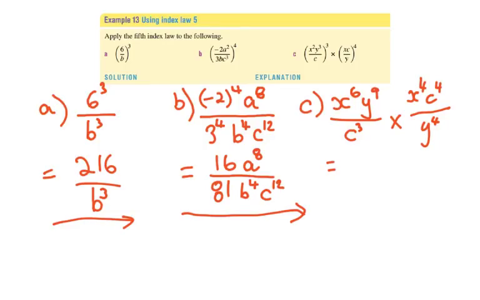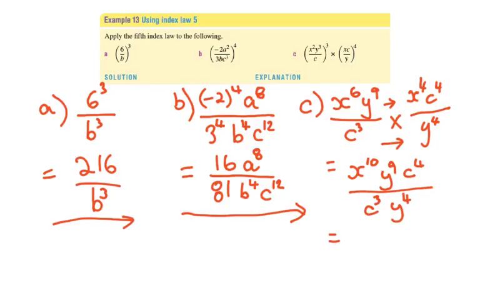Now we can actually multiply our top bits together, then multiply your bottom bits together. This is just using your normal rules of multiplying fractions. So I'm now going to use index law number 1. So my top now becomes x to the power of 10, y to the power of 9, and c to the power of 4, over c to the power of 3 and y to the power of 4.